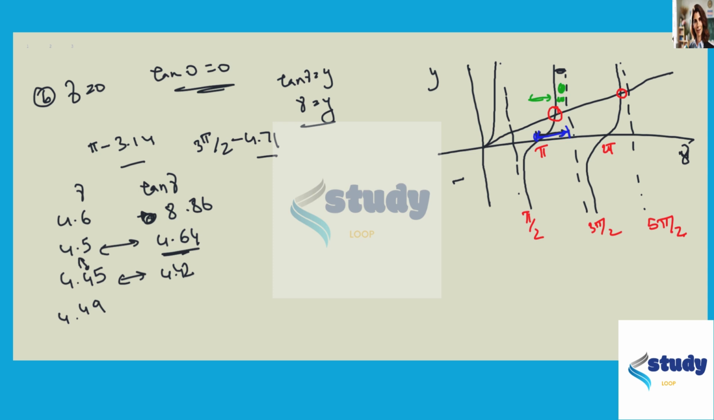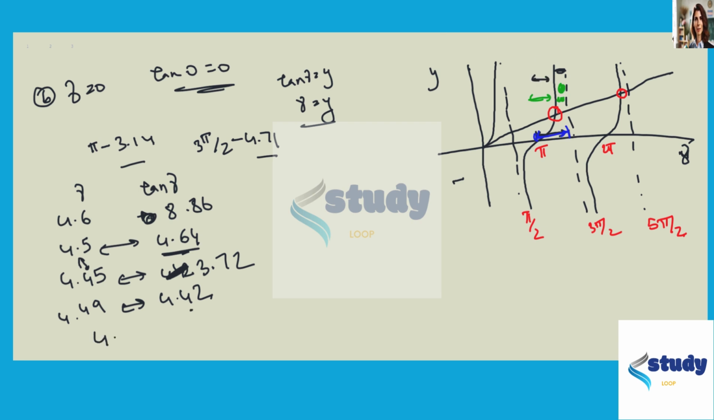I'm sorry, for 4.45 it was 3.72. So now that we have this, let's go to 4.49, which is larger. For 4.49, it turns out to be 4.42. Now, this is still smaller, which means we are still in this region.